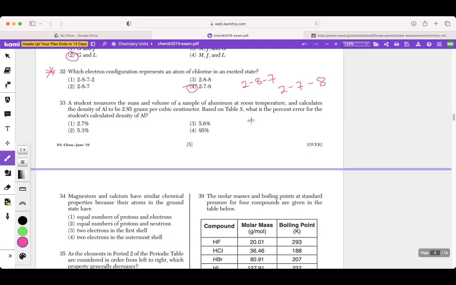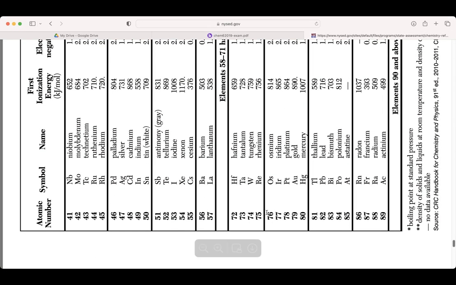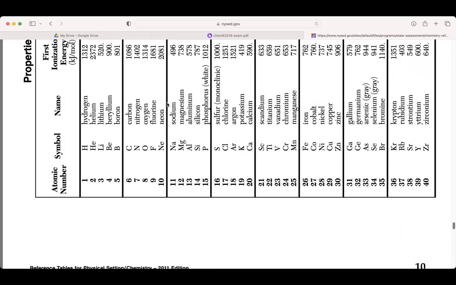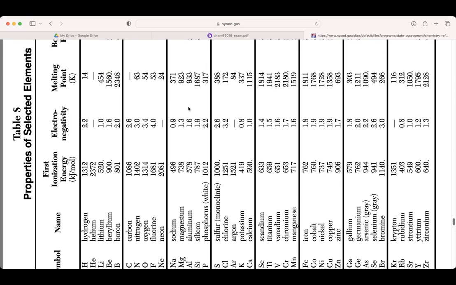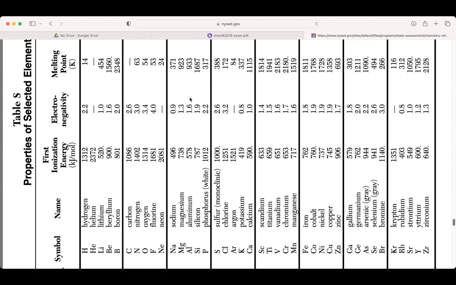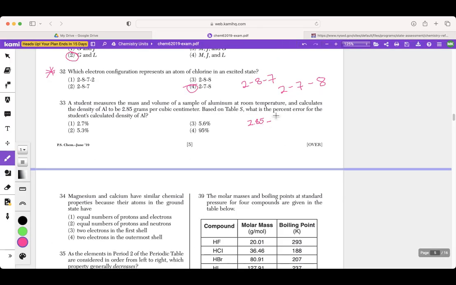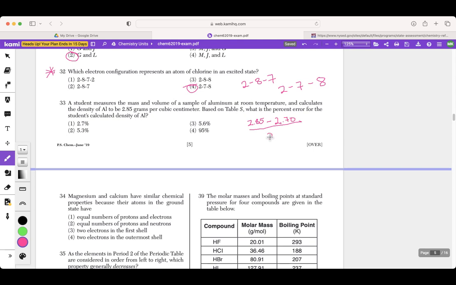So the measured value was 2.85. I'm going to get my accepted value from Table S. So we need to find aluminium on Table S. I'm going to keep scrolling until I see it, which I see right here, atomic number 13. I'm going to scroll over to its density, which we see is 2.7. Now I'm just going to double check. 2.7, we're good. Put that over 2.7, which is also the accepted.